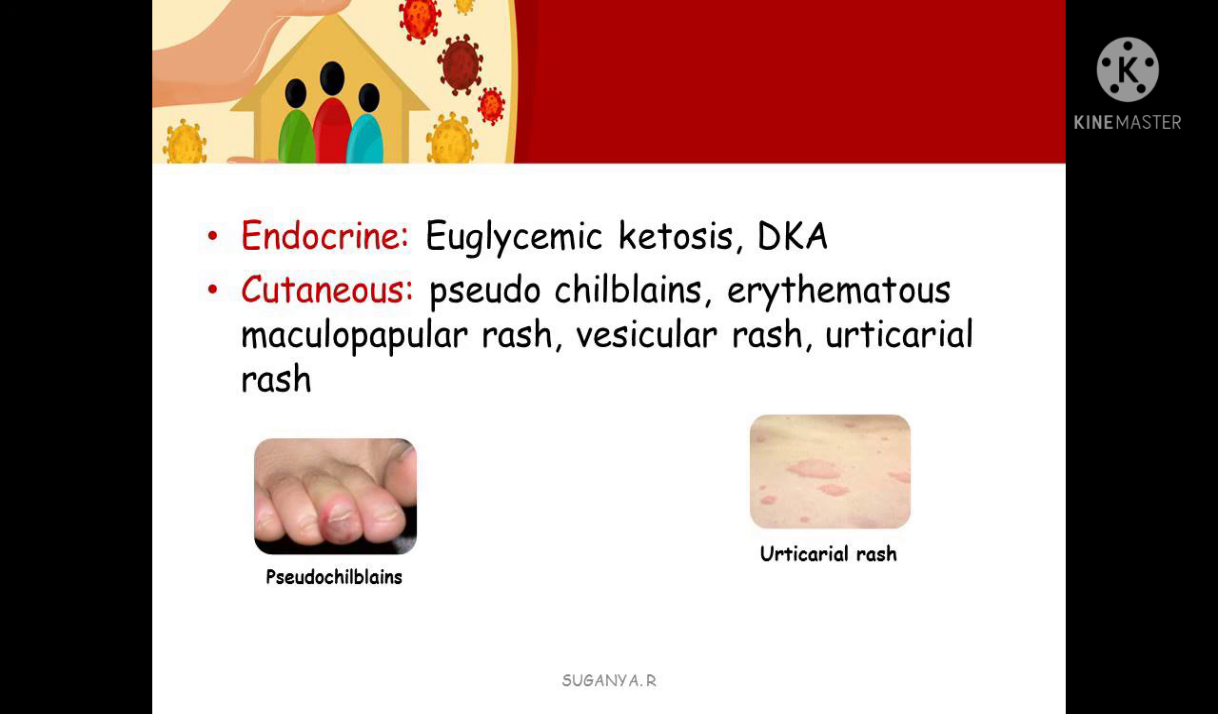In the skin, pseudochilblains, which refers to COVID toes, are painful swollen bumps that appear on skin exposed to cold damp weather. There can be an erythematous maculopapular rash, which refers to flat red areas on the skin covered with small bumps that are usually not itchy in nature. And there can be a vesicular rash and an urticarial rash, which are red flat hives seen on the skin.